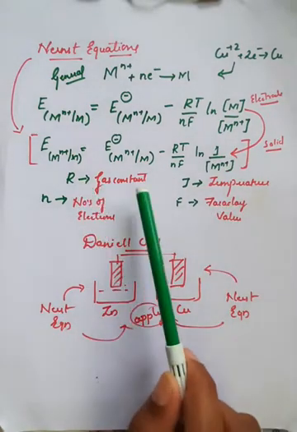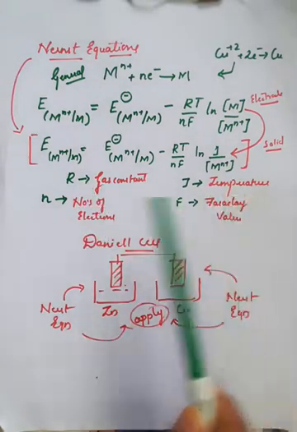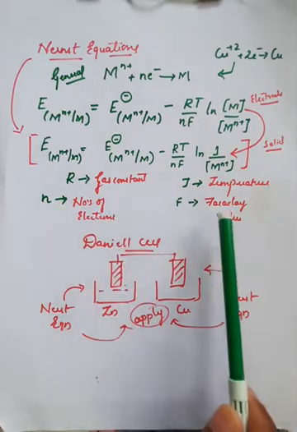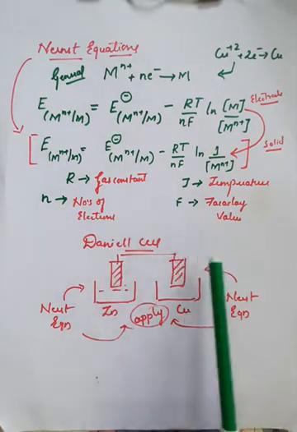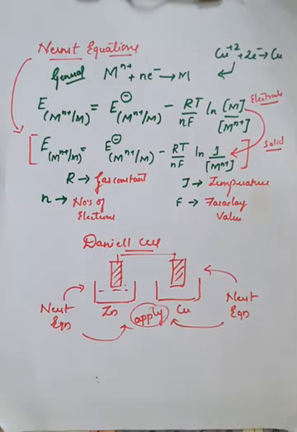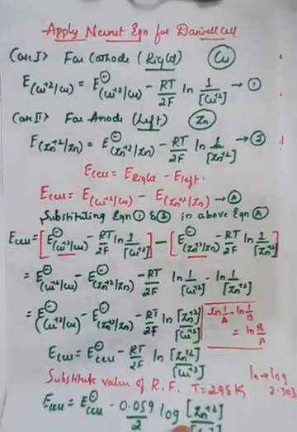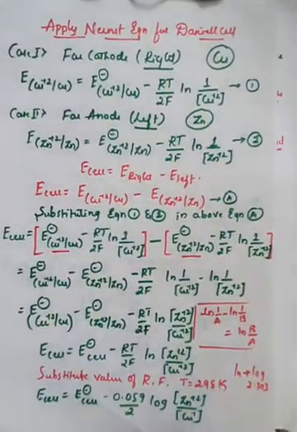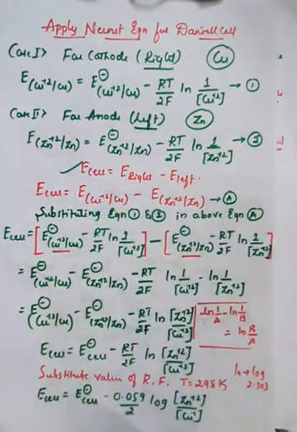Here R represents the gas constant, T represents the temperature, N represents the number of electrons, and F represents the Faraday value. And we also applied the equation for the Daniell cell, and we have seen that there were two cases. In the first case we have written it for the cathode, in the second case for the anode, and we know the formula for the calculation of total EMF of the cell that we have previously learned: E cell is equal to E right minus E left.